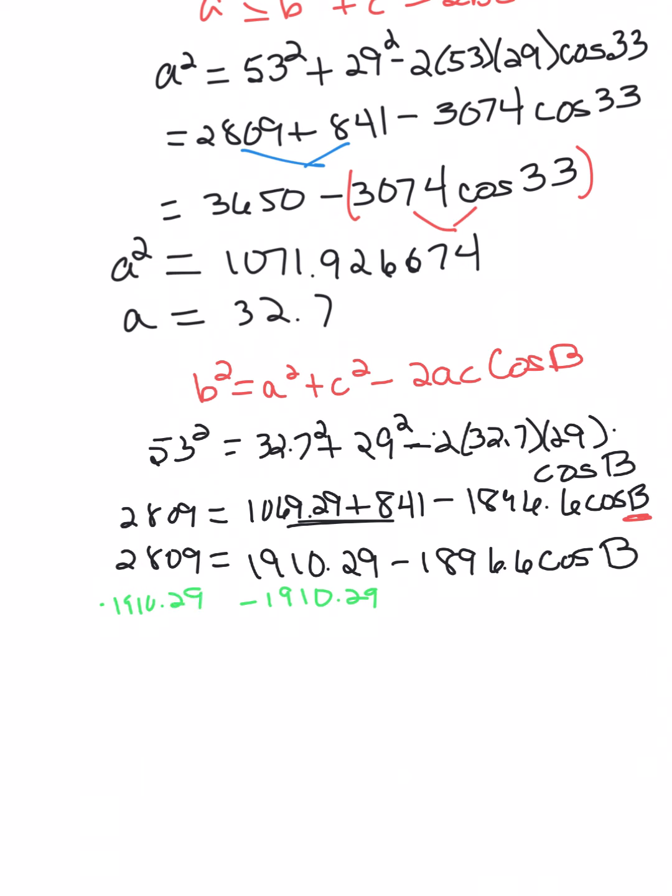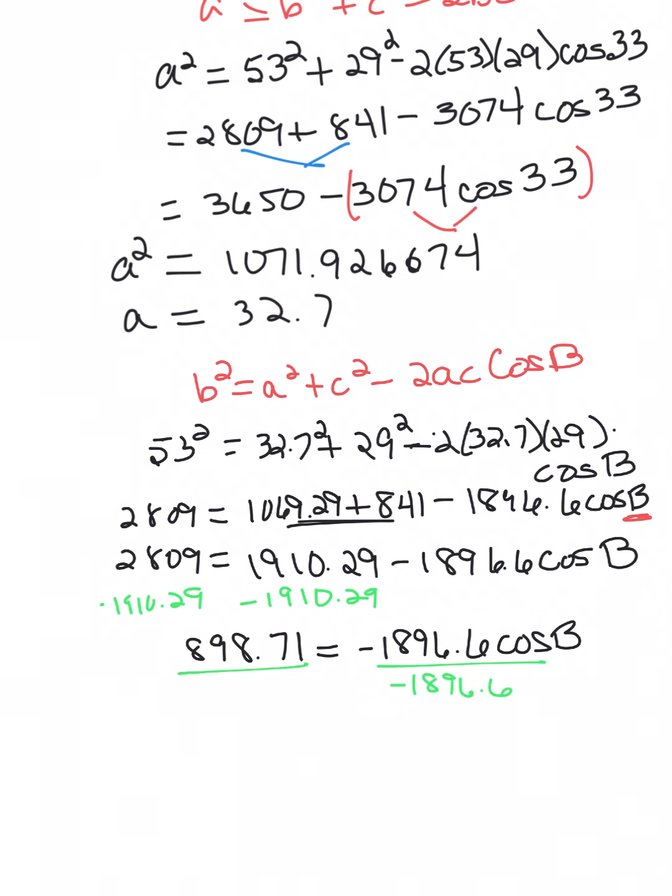In doing that, I will get 898.71 equals negative 1896.6 times the cosine of B. Now, to get the cosine of B by itself, we're going to divide by the 1896.6, and we now have negative 0.4738532211 equals the cosine of B.